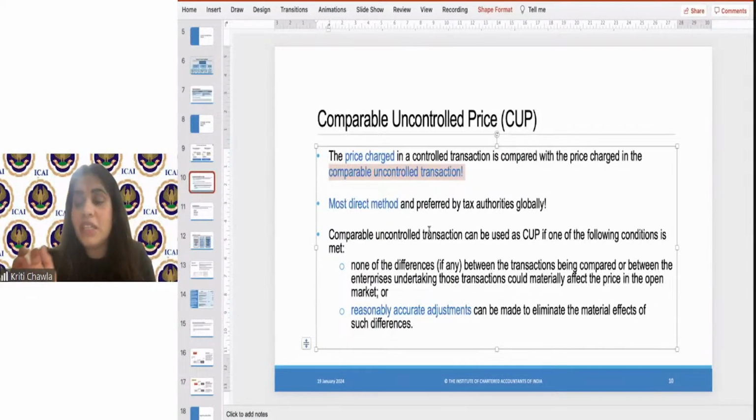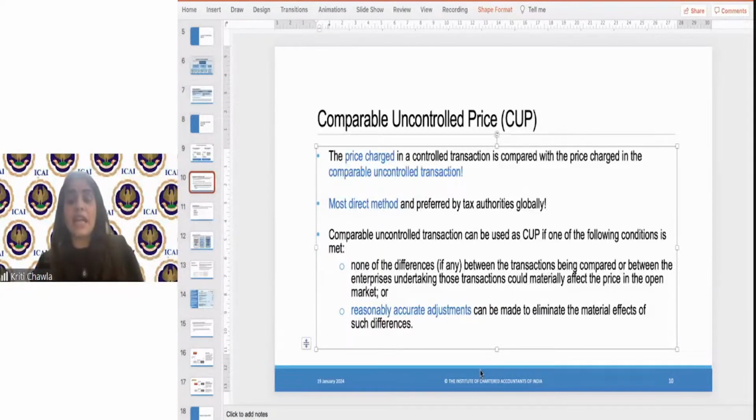So what CUP does is that the C for a comparable uncontrolled transaction means that you look for an independent party transaction, and that kind of transaction which is comparable to your transaction, and just see whatever price they are charging, you also charge that particular price, and that is going to become your ALP. So that is the most direct method and it is preferred by tax authorities globally. Yes, I've got more responses which basically say transaction with independent entities. That is an uncontrolled transaction. And so in CUP, you adopt that price to your price.